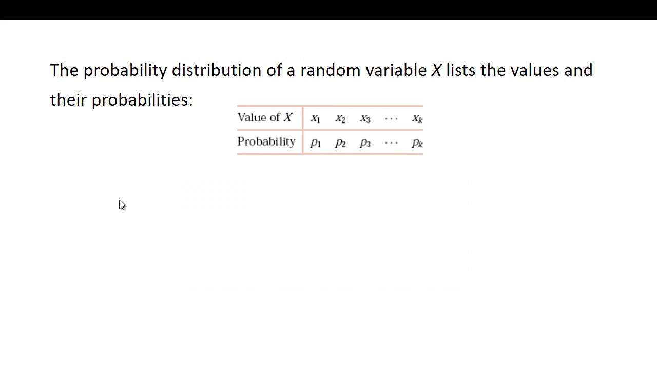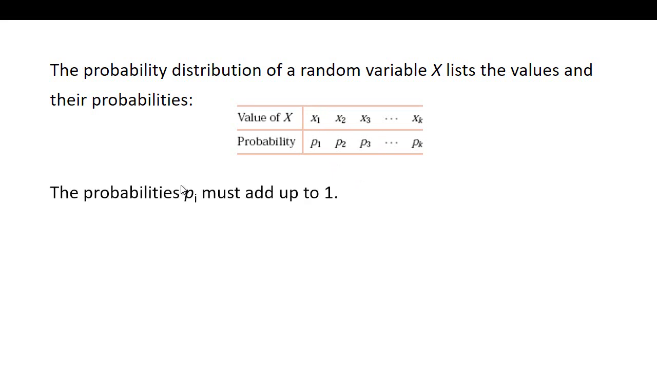The probability distribution of a discrete random variable x lists the values and their probabilities. So I should mention here, I'm talking about a discrete random variable. In the first row we list out the values of the random variable x. In the second row we write down the probability associated with each value of x. Remember, each value of x represents an event, so P1 is the probability of the event represented by the value x1 of x, and so on.